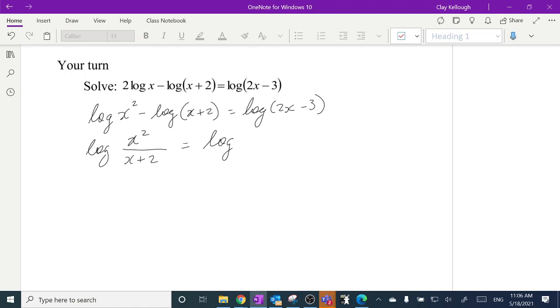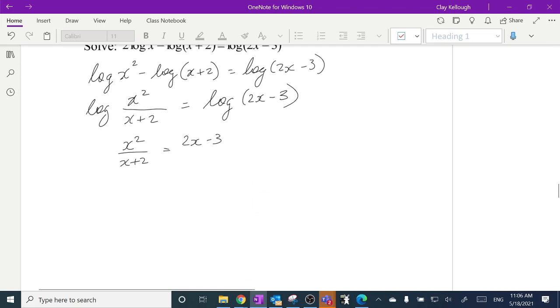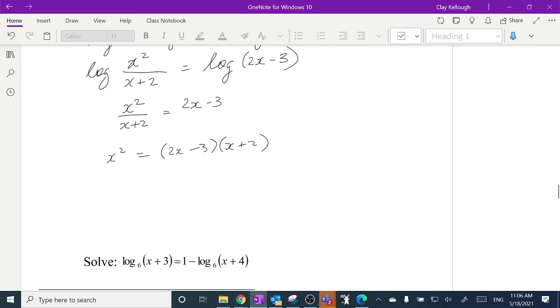And then we've hit the point where we're going to say, all right, I will take the anti-log of both sides of the equation. So there we go. Anti-log both sides of the equation, and now x squared over x plus 2 is equal to 2x minus 3. I multiply both sides of the equation by x plus 2, which is going to look like that. And then there we are again on grade 11 quadratic algebra. 2x times x is 2x squared. 2x times 2 is 4x. Negative 3 times x is negative 3x. And negative 3 times negative 2 is negative 6. Double check, please, that I FOILed that correctly.